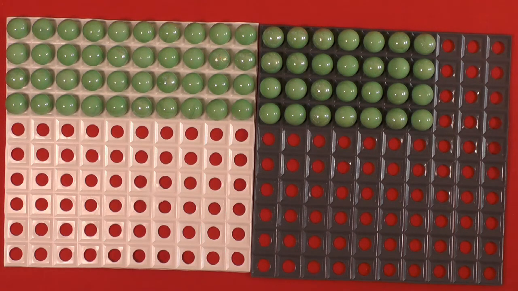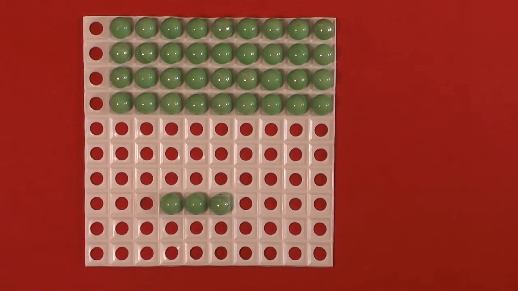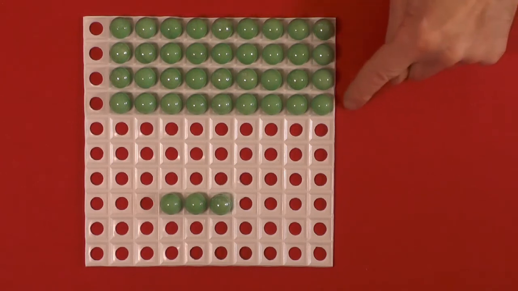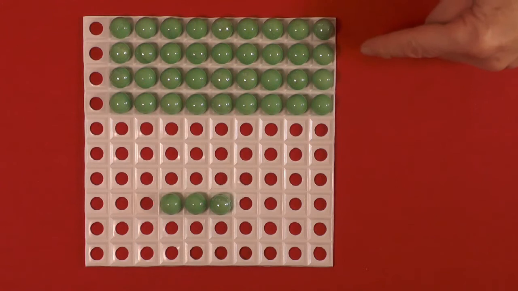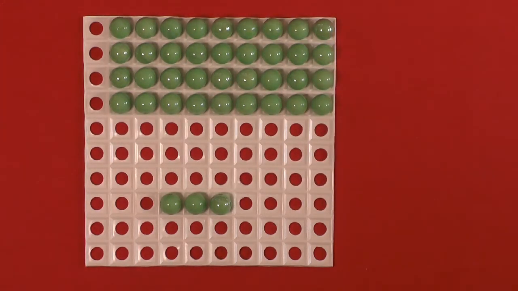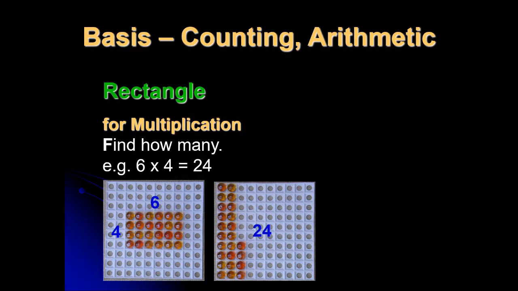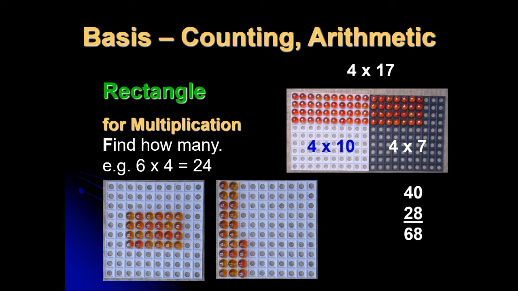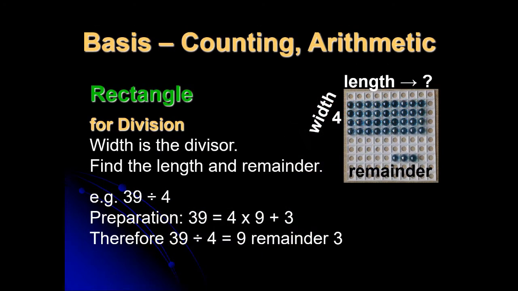It's a rectangle. For 39 divided by 4, I make a rectangle 4 wide and make it as long as possible. In this case, 9 rows. And there are 3 remaining. I use the rectangle for division. Here is a graphic summarising the 3 basic principles.